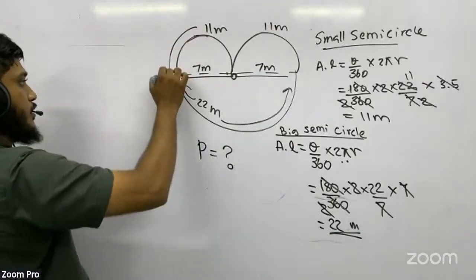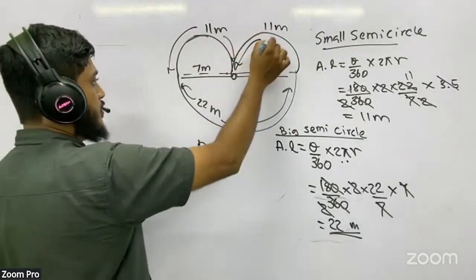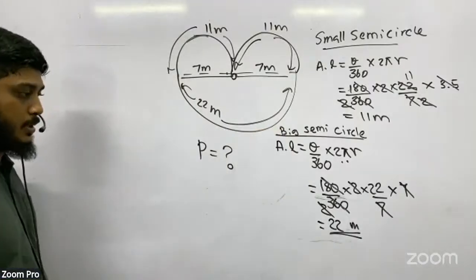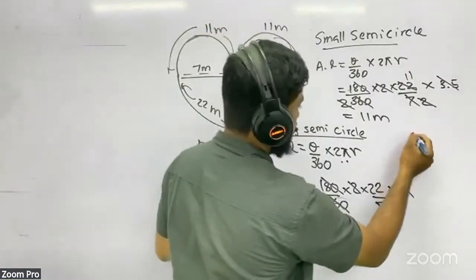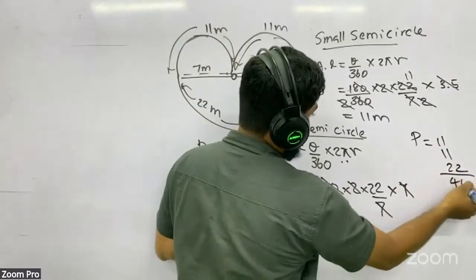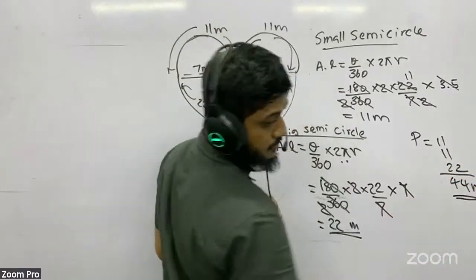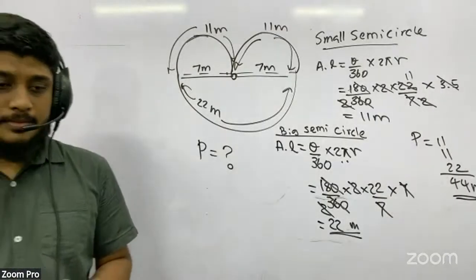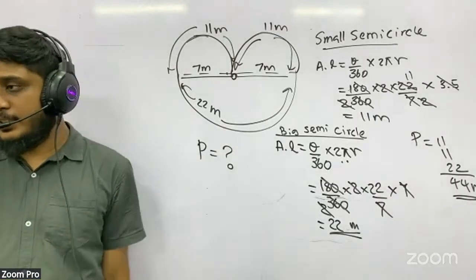Again, from here to here will be 11 meter. This will be 11 meter. So altogether perimeter will be how much? Perimeter will be 11 plus 11 plus 22. 44 meter. We will get the answer. Clear? Do you understand? Right.